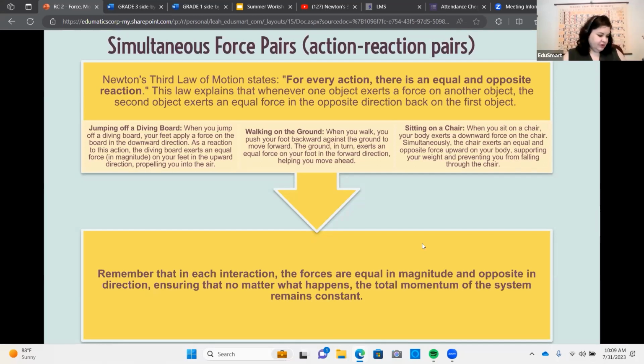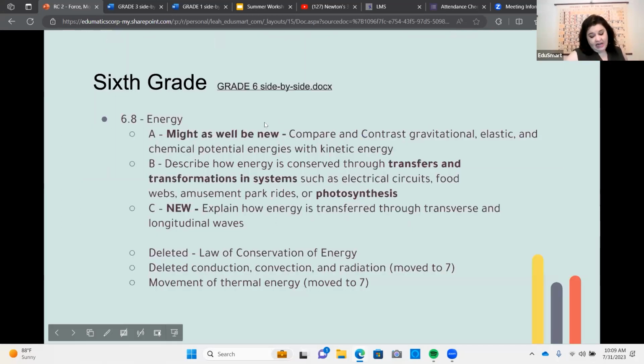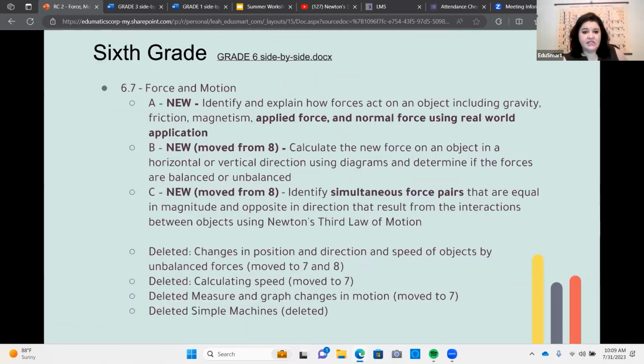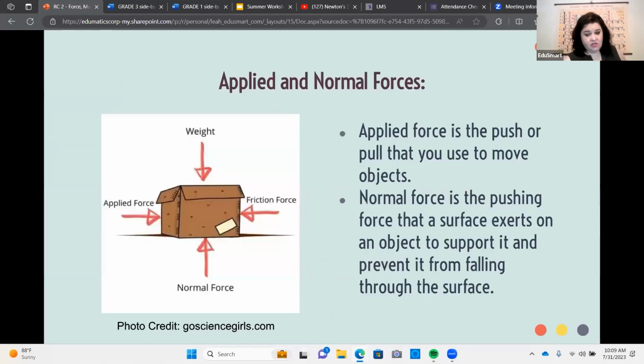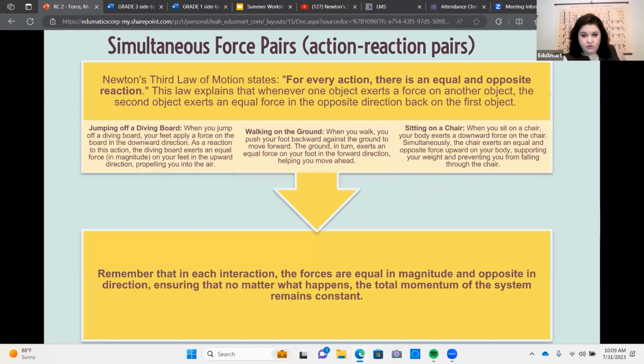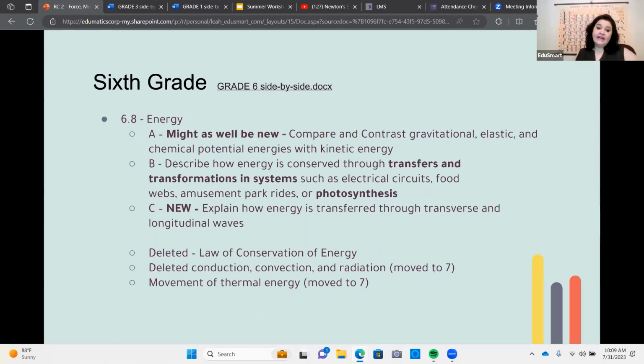We use other examples in EduSmart, and we'll be showing you an instruction module to help understand this as well. So that was a really big change for sixth grade, is understanding these different types of forces and then being able to apply them as simultaneous force pairs to Newton's third law. In energy, everything is either new or might as well be new. So this is a big, huge change as well.